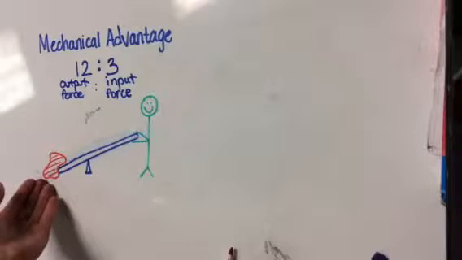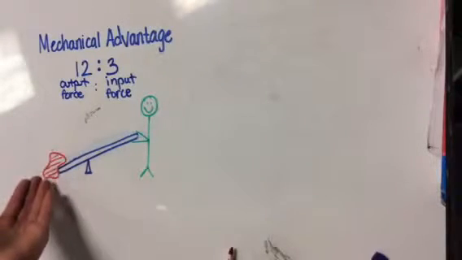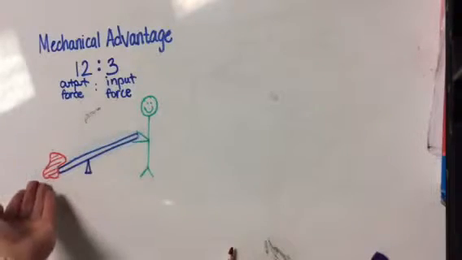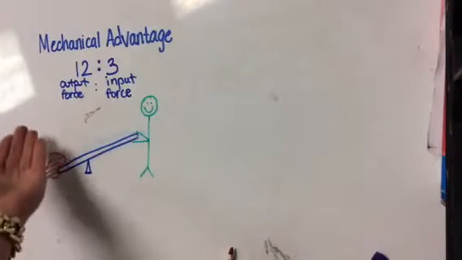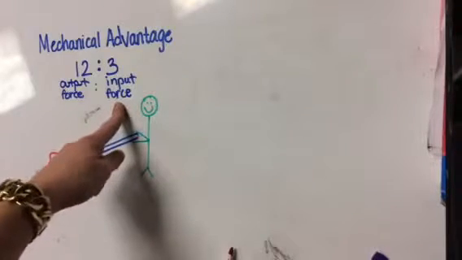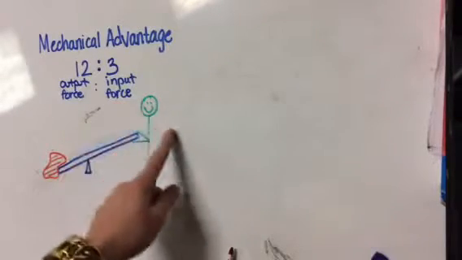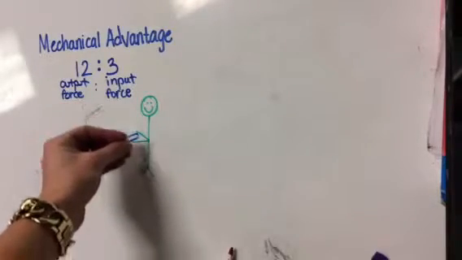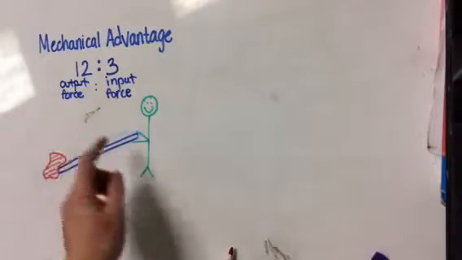So the machine, in this case a lever, is lifting up some object over here, and that's what the result is. That's what we're getting out of the machine. The input force is what we're putting into the machine. And you can see that this person is putting in their own weight to cause this lever to move down so that the rock can move up.